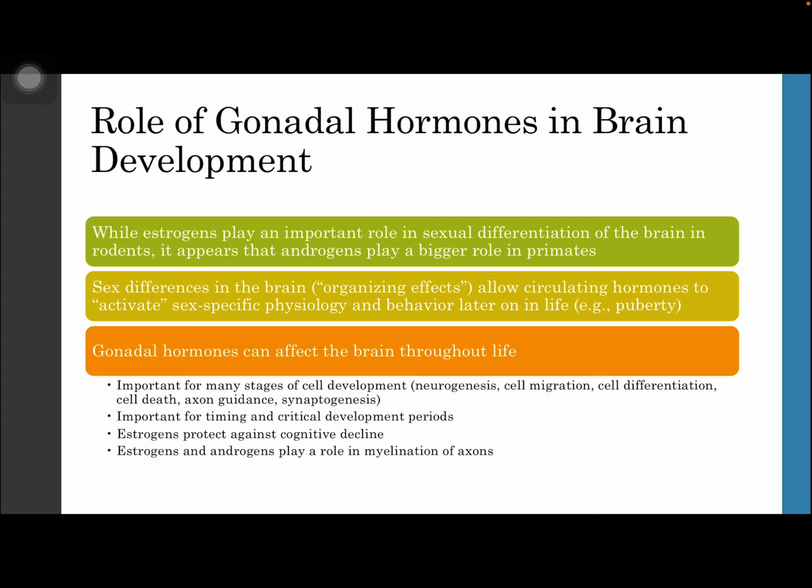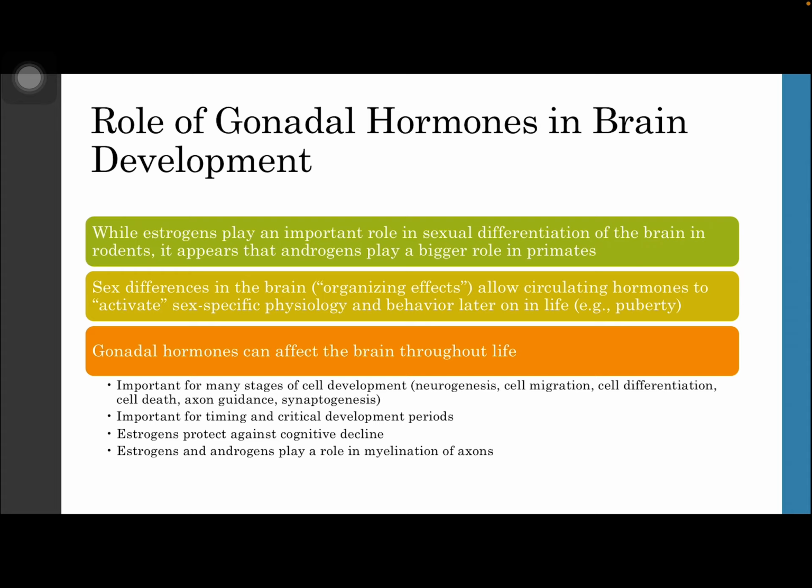So if you look, for example, in utero and that critical timing, we're seeing that the penis is being formed versus the vagina, and that's happening in utero, and the androgens are really important for that. For example, testosterone is very important for that process, and we're also seeing that it activates other sex-specific physiology and behavior later in life. Puberty is something that's triggered by hormones to set off a cascade of organizing effects that we see in a human body.